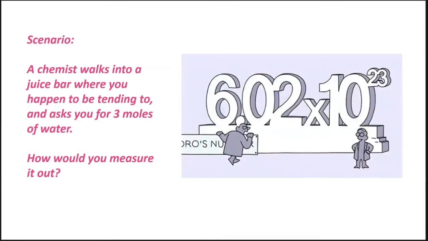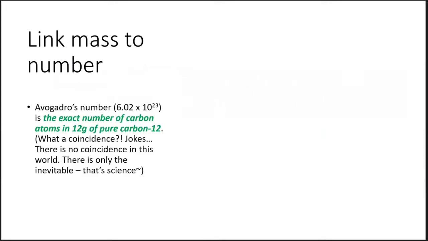How would you measure it out? Now, do you ever wonder why Avogadro's constant is 6.02 times 10 to the power of 23? Why not 10,000, 1 million? Wouldn't that be easier? Now, Avogadro's number is the exact number of carbon atoms in 12 grams of pure carbon.